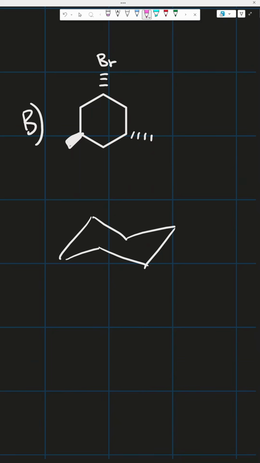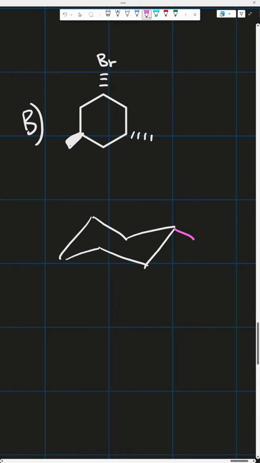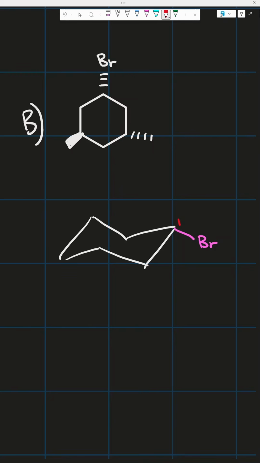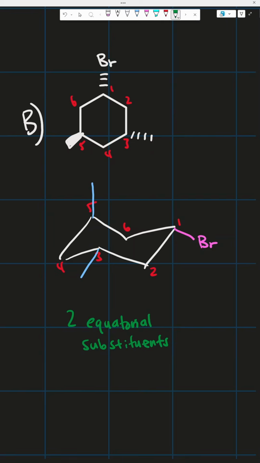In B, we have a dash bromine, so we can draw the bromine down in equatorial on this carbon and label it 1. Then we can label the rest of the carbons and put the methyl groups in. Carbon 3 has a down methyl group, making it equatorial. Carbon 5 has an up methyl group, making it axial. We have a total of 2 equatorial substituents.